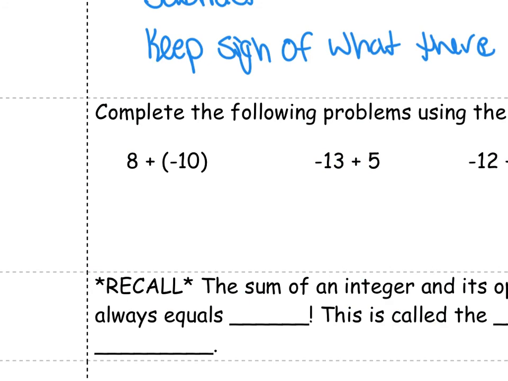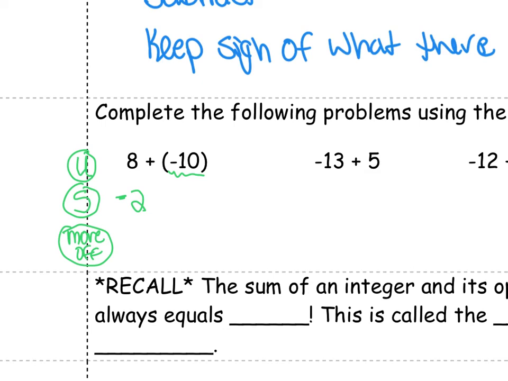So let's do some examples. Here I'm going to scan. They're unlike signs. That's the first thing we're going to do. After we figure that out, we're going to subtract. 10 minus 8 is 2. And then what is there more of? There's more negatives. There's 10 negatives and only 8 positives. So your answer is going to be negative.